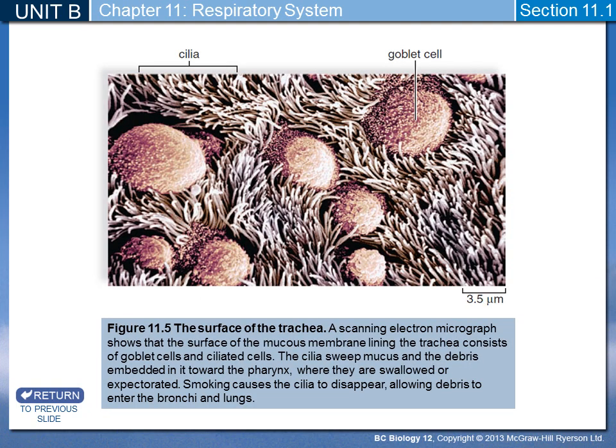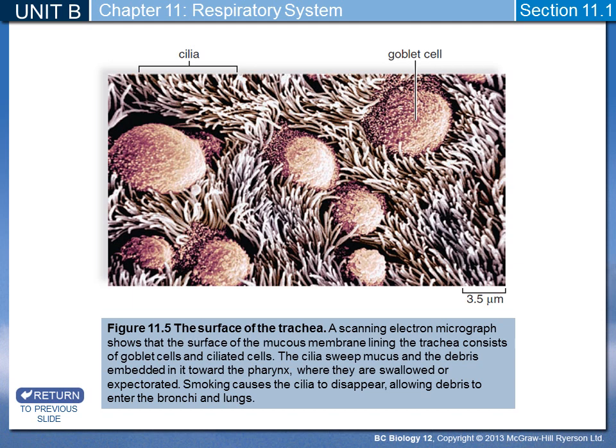This is what those two types of cells actually look like under a scanning electron microscope. We're looking at a scale of micrometers. It's very, very small. The goblet cells are the big, round shapes that you see on this diagram. The cilia, on the other hand, are the ones that look like hairs.